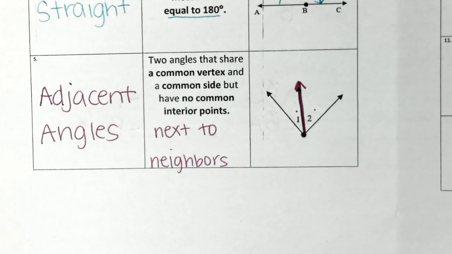If you are adjacent to somebody, you are next to somebody. Okay? All right. I'm going to skip around real quick. We'll come back to the other ones, but I want you to skip to number 8. Can you please skip to number 8 now?